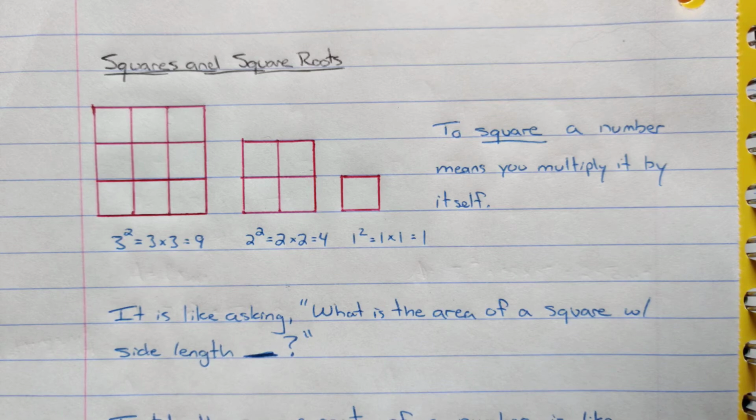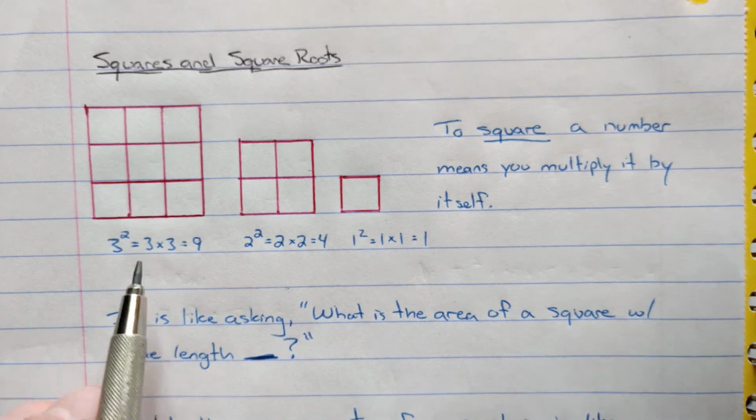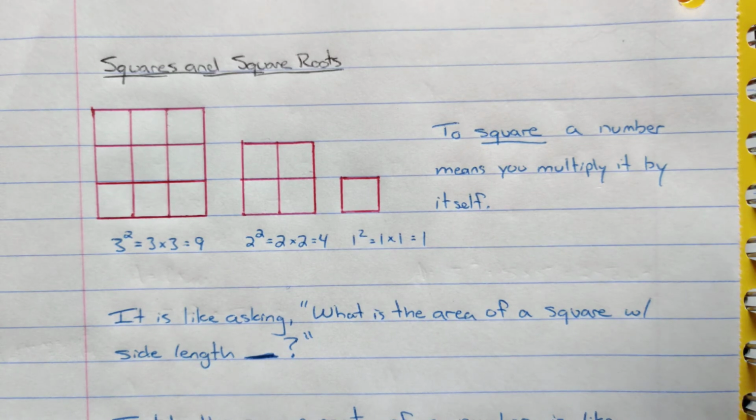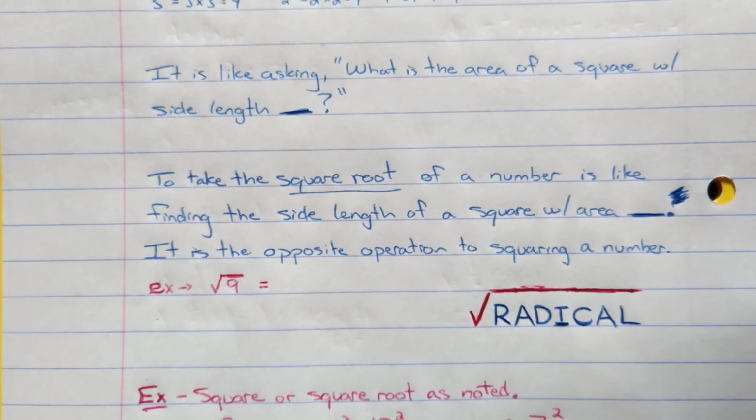When we're working with the term square, when we square a number, it's to the power of 2. You can also cube a number or put a number to the power of 4 or 5 or 6 or 7 or 8. But in terms of squares and roots, we're thinking of the actual shape of a square. So it's like asking, what is the area of a square with a side length of 3, of 2, of 1?